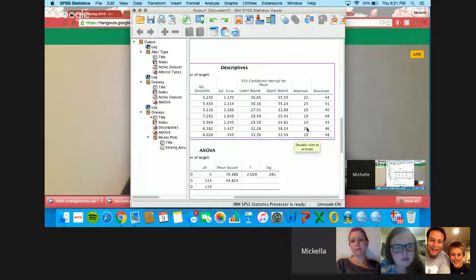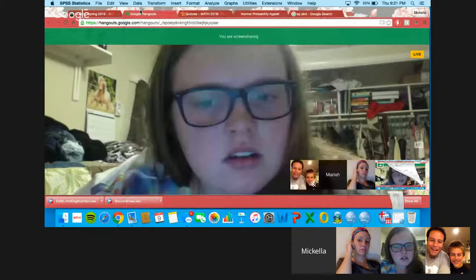I don't know if it's right, but the maximum is 44. Maybe it's over on the right side of the table. So, okay, there we go. So the smallest minimum is 19. Yeah, but we have it twice. Smallest minimum is 19, and the largest is 48.